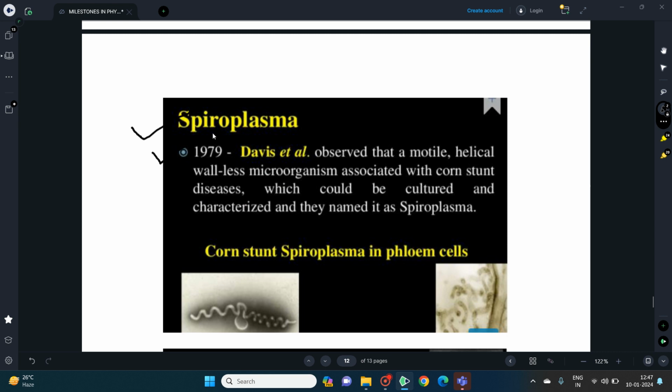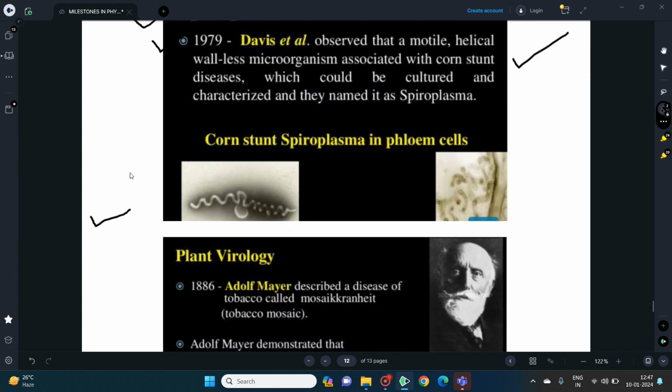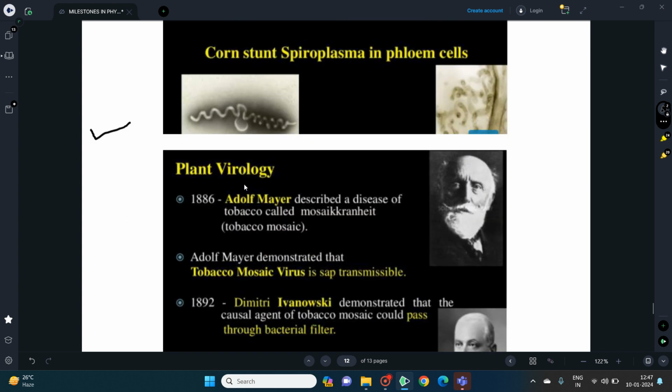And regarding spiroplasma, in 1979, Davis et al. observed a motile helical wall-less microorganism associated with the disease, which could be cultured and characterized, and they named it spiroplasma. This is the spiroplasma in phloem observed by Davis et al.